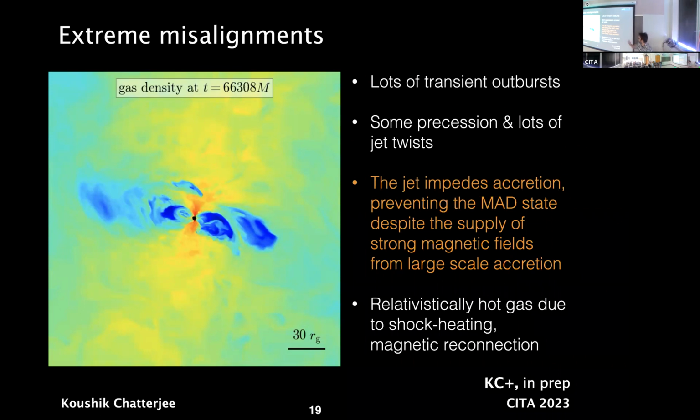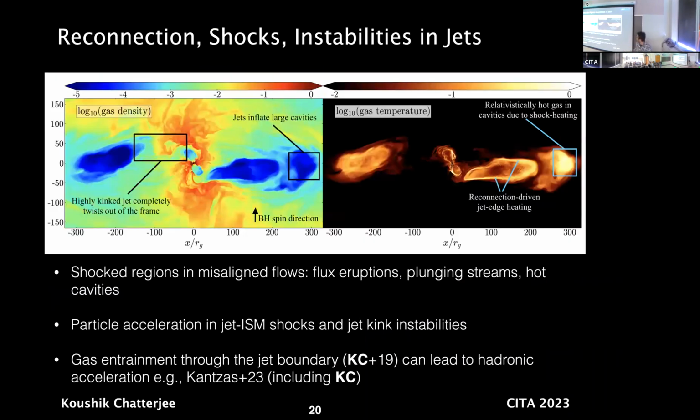Right. So this particular simulation is quite interesting because there's a lot of shock heating, lots of cavities. I had one snapshot out of the simulation. This is gas density, this is gas temperature. Over here you see the black hole spin is pointing up again, but the jet is kinked out of the frame. And this part over here, that's a cavity. So the jet has actually kinked and broken off.